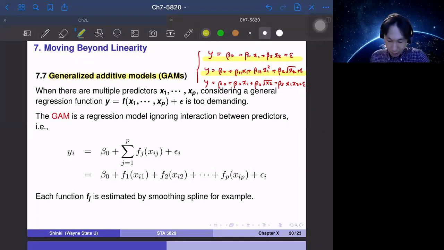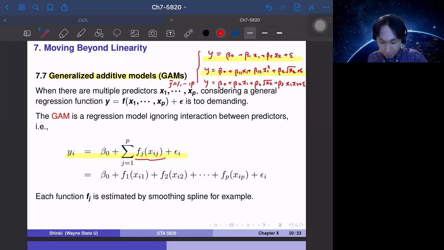So the model formulation is here. yi is the constant plus the summation of fj of xij plus epsilon i. i is the index for observation, and j is the index for the variable, so j is equal to 1 to p. So we think about the fj of xj, generally some function of xj, typically a polynomial or spline, or any function.